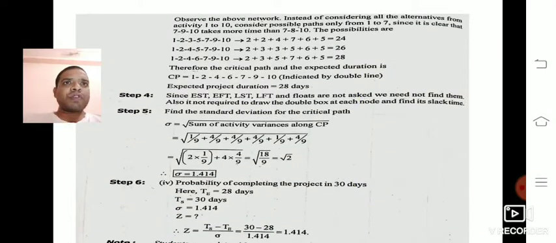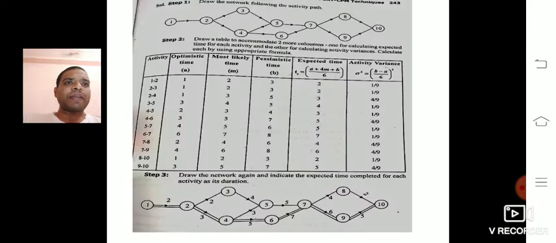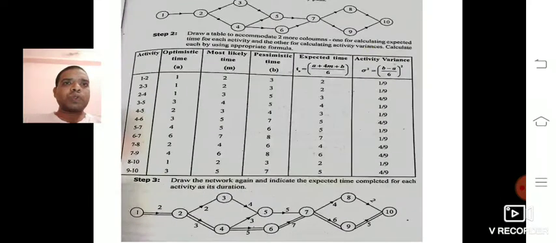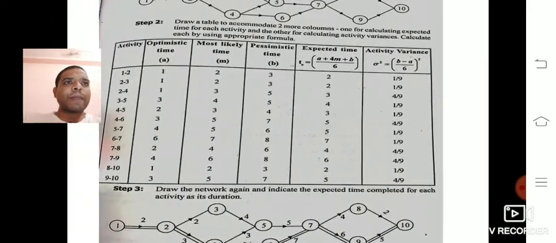That is 1 to 2, 2 to 4, 4 to 6, 6 to 7, 7 to 9, 9 to 10. That will give 28 days. So we can call it the critical path, and we can indicate it by a double line: 1 to 2, 2 to 4, 4 to 6, 6 to 7, 7 to 9, 9 to 10. This one is the longest path, that we call the critical path.